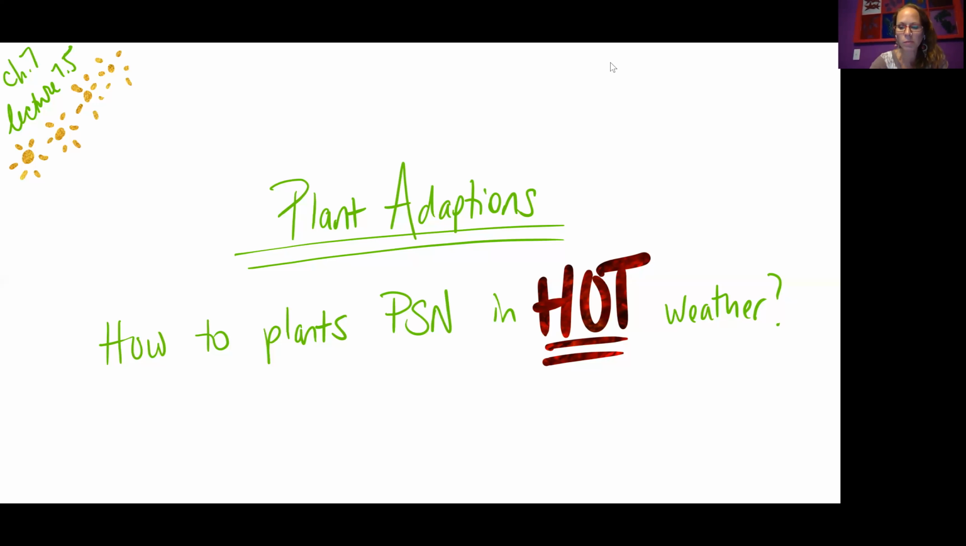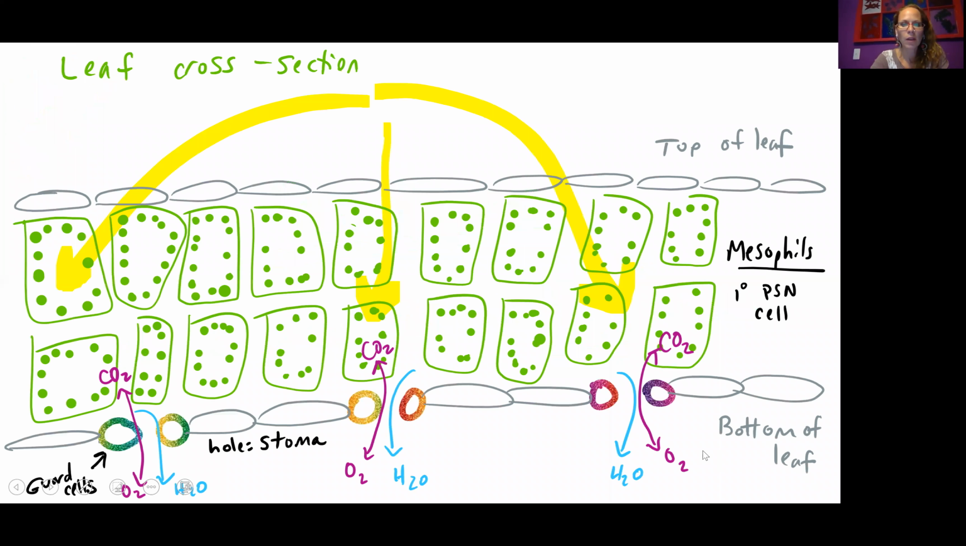Well, remember that we have those openings on the underneath side of a leaf. Those openings are called stomata, and they allow for gas exchange. This is how carbon dioxide from the atmosphere makes its way into the leaf to be used during the Calvin cycle. And this is how oxygen gas, which is produced as a waste of the light reaction, gets out of the leaf. But what we also see leaving via those stomata is water.